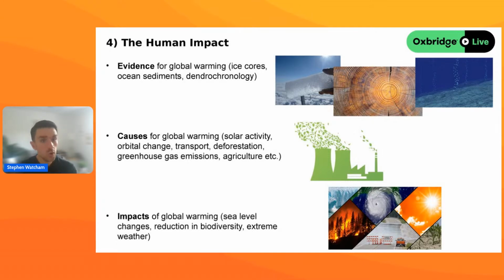We also need to know about causes of global warming, natural causes, things that happen without human activity, so your solar activity or orbital changes, things like precession, eccentricity, all in the notes that we can look at and understand, but also human activity, so transport, deforestation, burning of fossil fuels, and agriculture as the main ones.